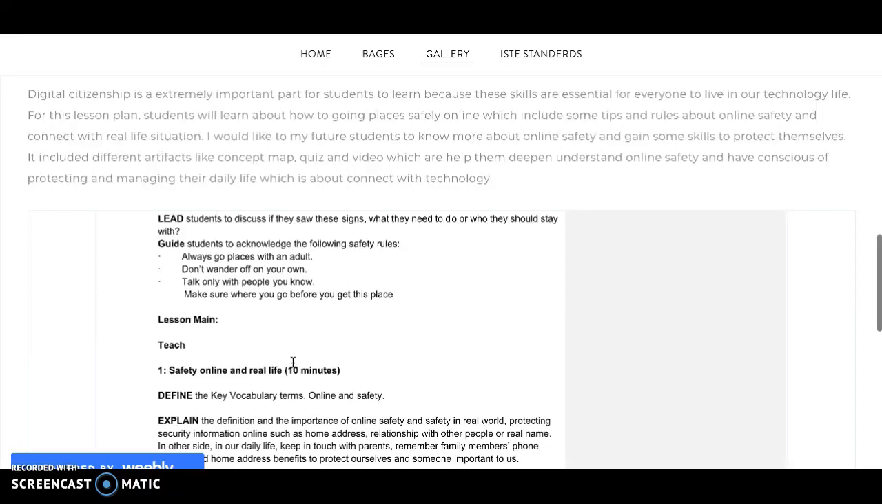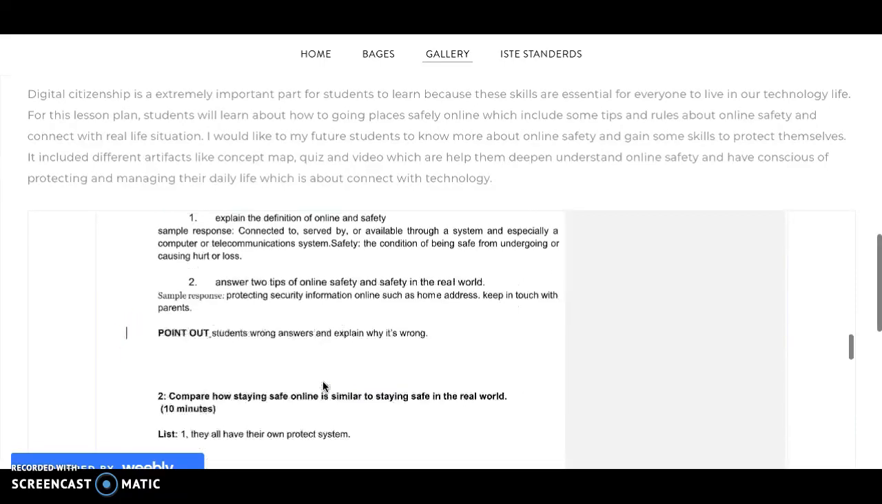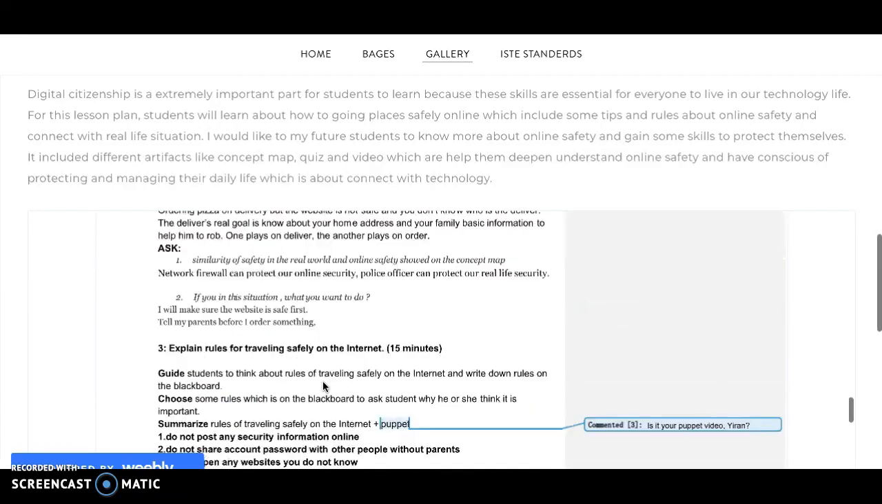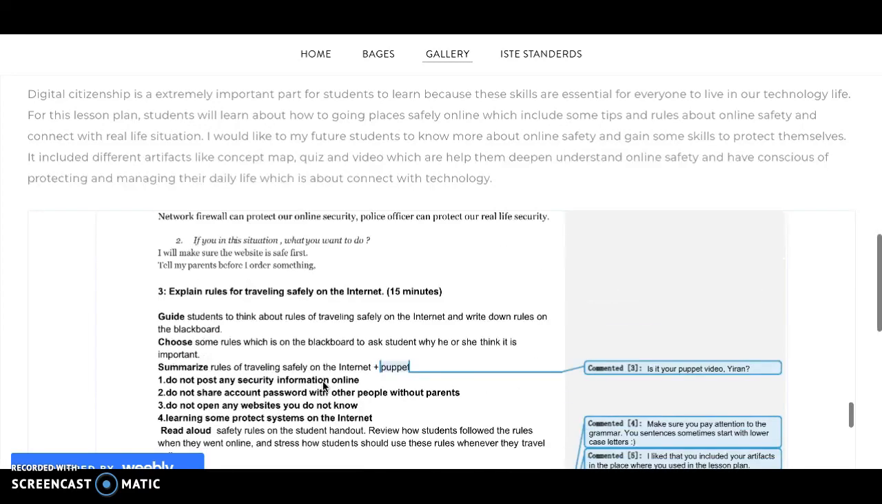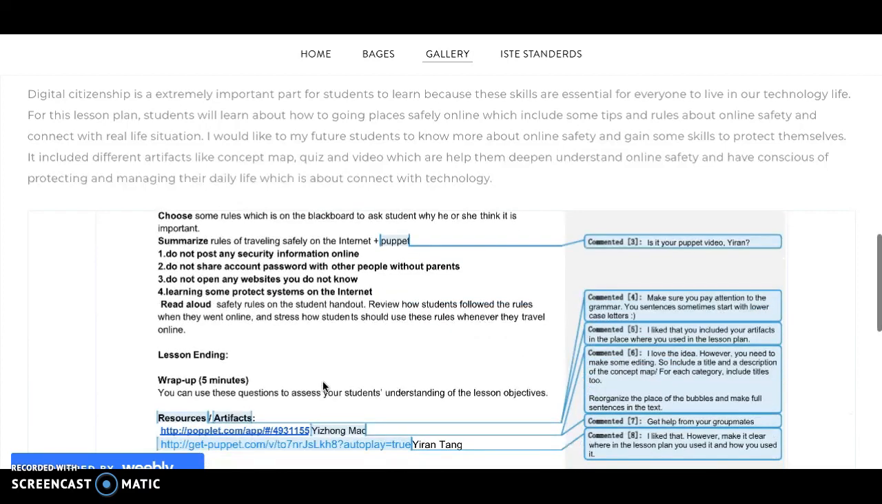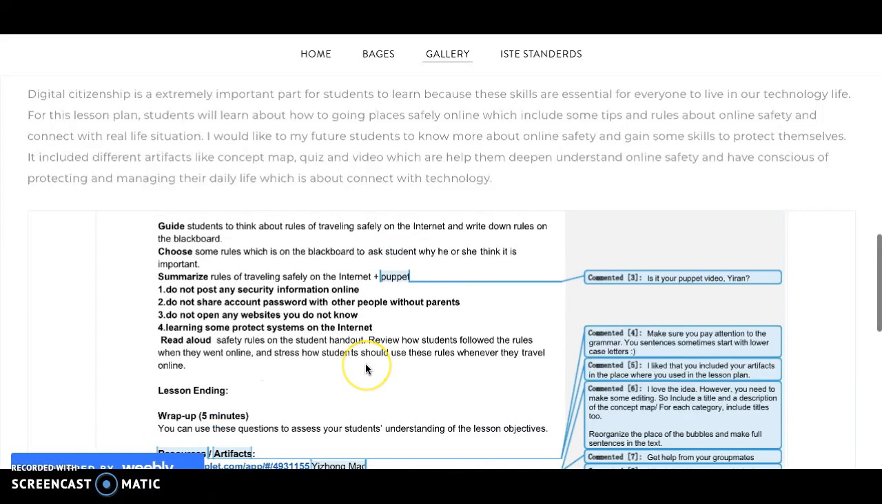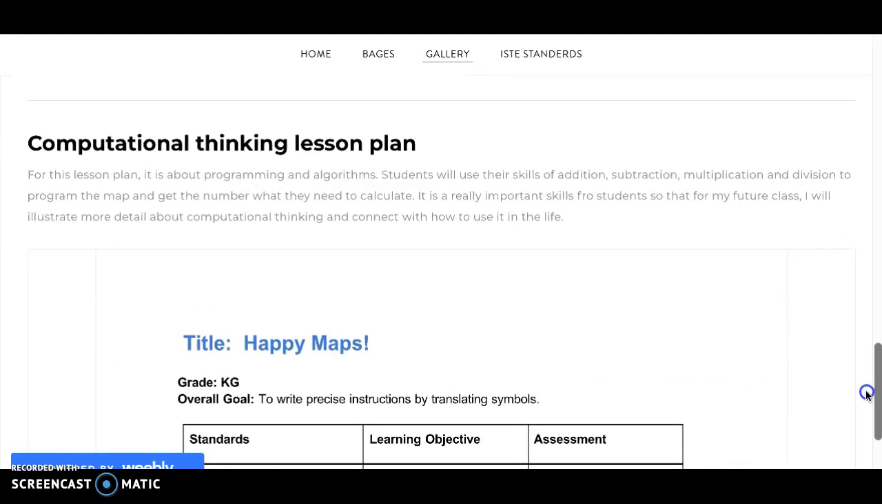in our technology life. We need to gain more skills to protect ourselves and to protect our reputation. And if we meet some bad situation, we need to know what to do and know the importance of online safety. So the third artifact I think is really good.